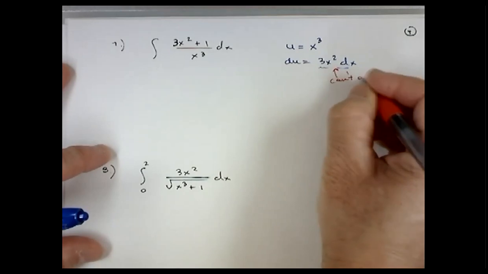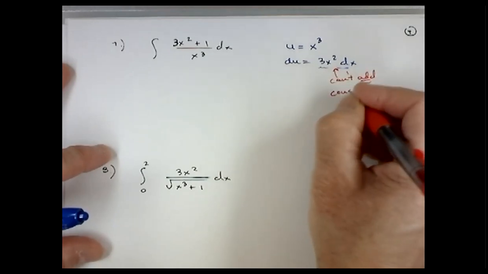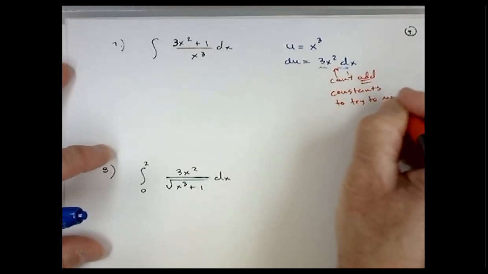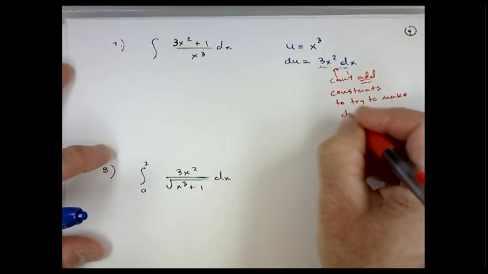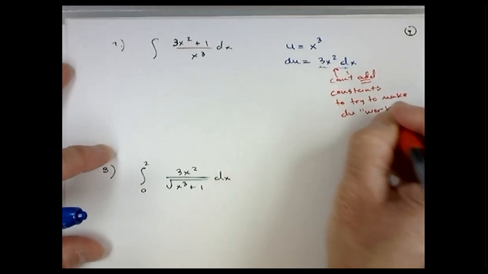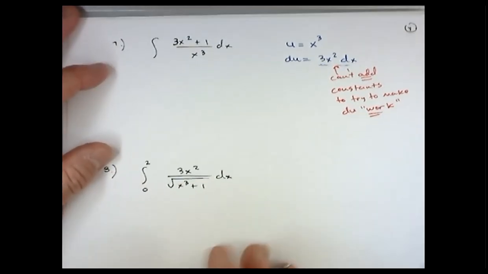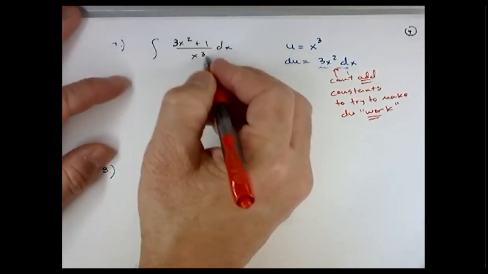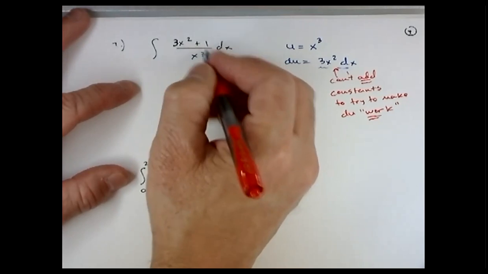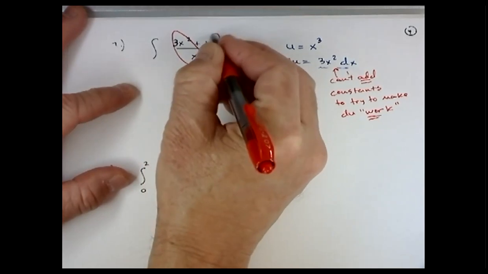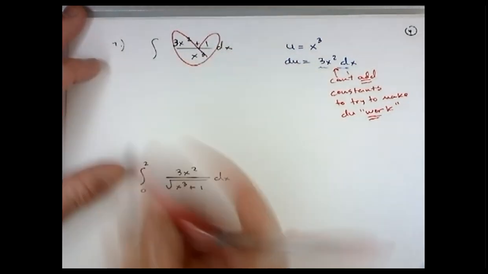Can't add constants to try to make du work, so to speak. Okay, but then yeah, we saw this earlier, right? Anytime, and I want you to be really trained on this, anytime you see one term in the bottom, that's almost always what we're going to do. If there's 2 or more terms, we're going to split that up.